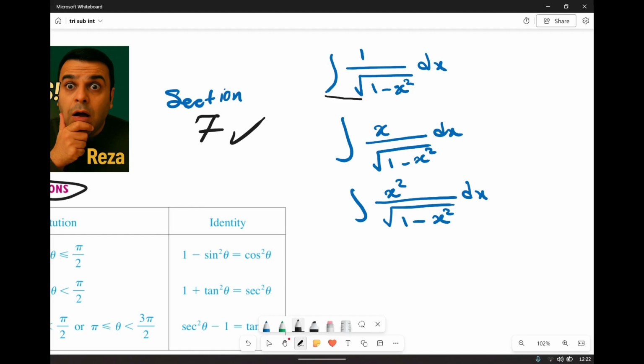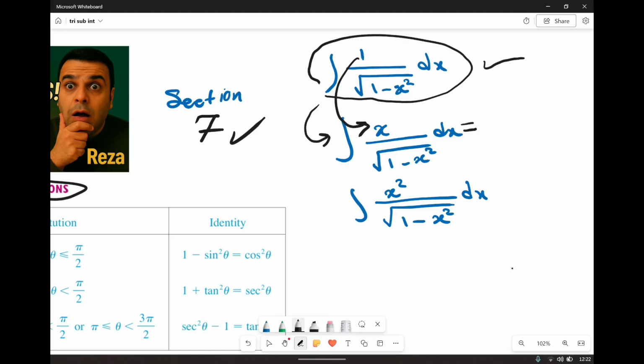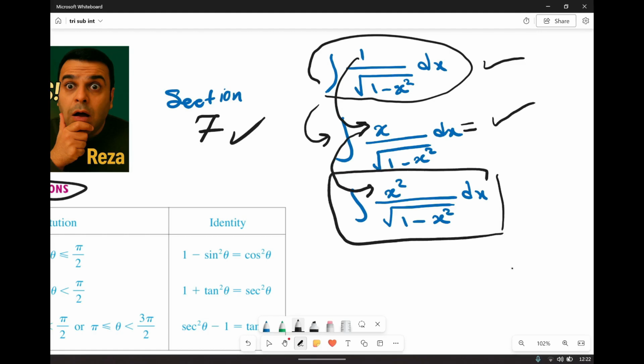For example, if I tell you this integration has one method for solving, then by a little change, just by x, the procedure is totally different. And if I put x power 2, the procedure is also totally different from before. But in the past, we spoke about these two, and if you can't solve this form of integration, please come back and start from section 1.